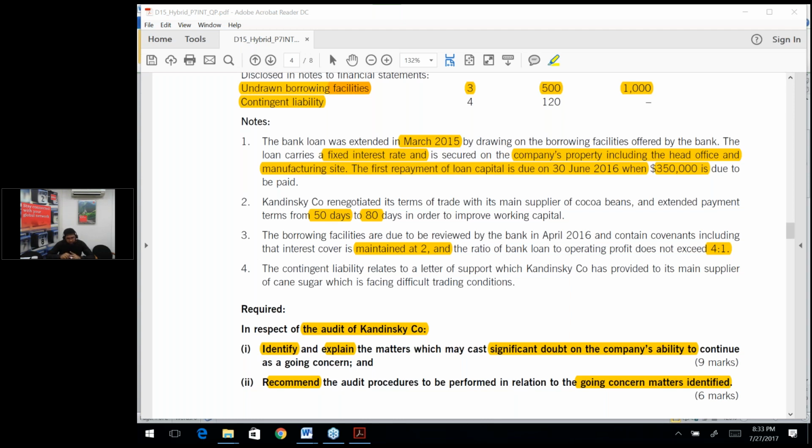So the biggest thing is the bank's reaction. You would inspect the correspondence with the bank to assess the likely reaction of the bank. You could discuss with management their plans of improving their interest cover ratio and bank loan to profit ratio. So you could do those procedures to check what the reaction is going to be, because the bank definitely would not be happy with your performance.